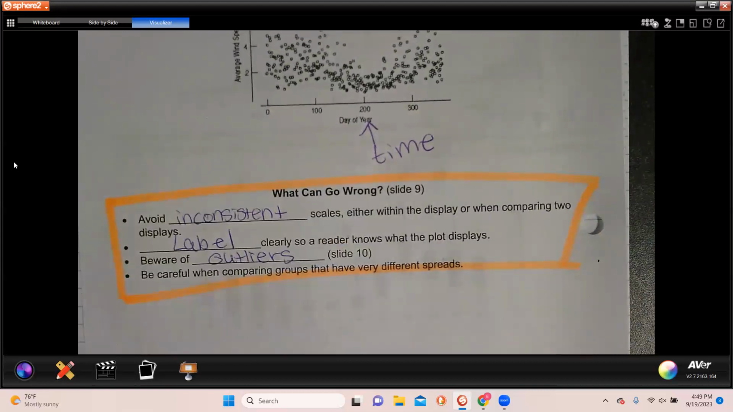All right, I know this was a lot of words, but this is why the guided notes for this particular section are so ridiculously important. So please come in and get them from me.